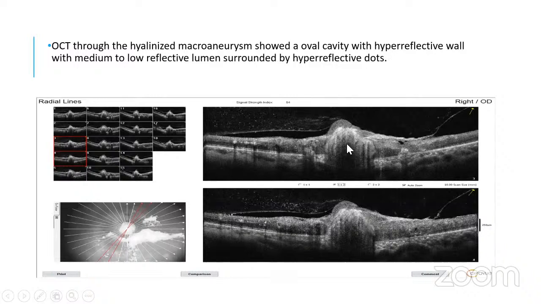So in an active macroaneurysm, this lumen should be hyporeflective, whereas in this it is low to medium reflective, which signifies that there is hyalinization of this macroaneurysm going on.